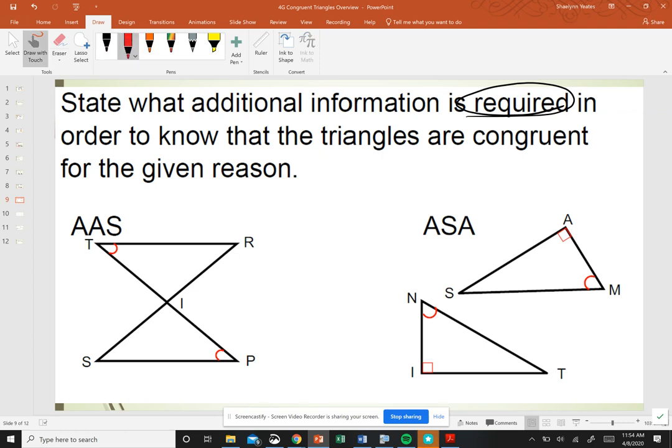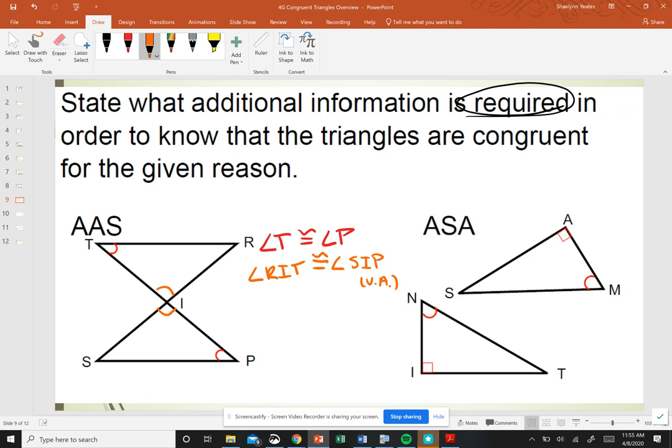All right. So hopefully you paused the video. Right now I know that angle T is congruent to angle P. I know that because they're marked. It's very obvious. And hopefully you noticed there are vertical angles right here. So angle RIT is congruent to angle SIP. Basically, these two angles across from each other are congruent. This is by vertical angles.